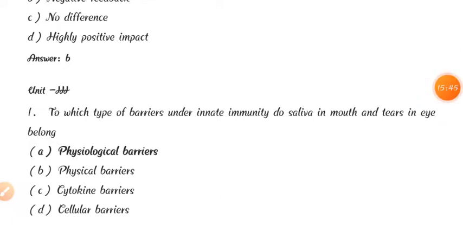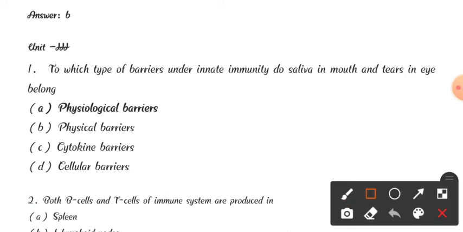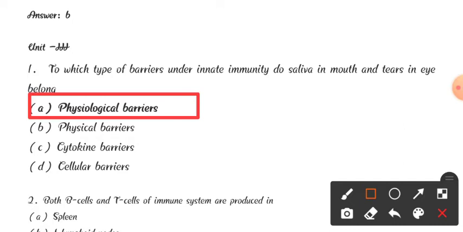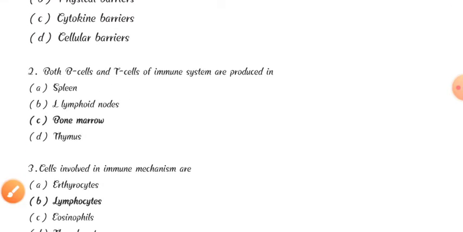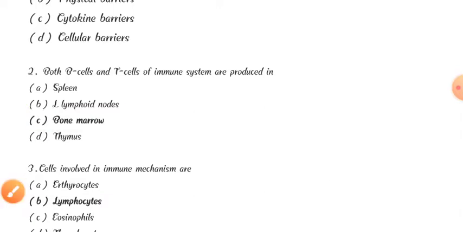So let's start. Question 1: to which type of barriers under innate immunity do saliva in the mouth and tears in the eye belong? The physiological barriers is the correct answer friends, option number A. Now next question: both the B cells and T cells of the immune system are produced in bone marrow should be the correct answer. That's why option C is the correct answer.